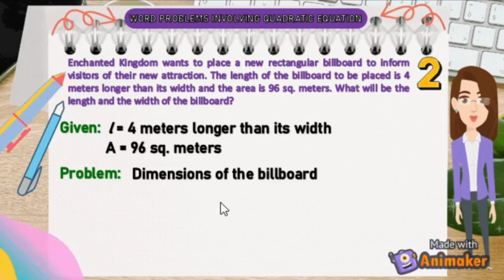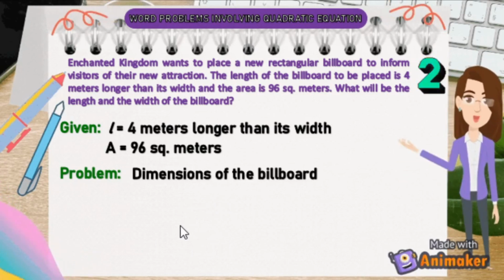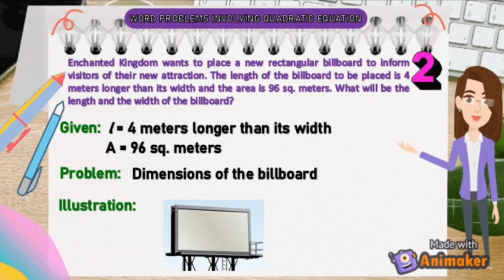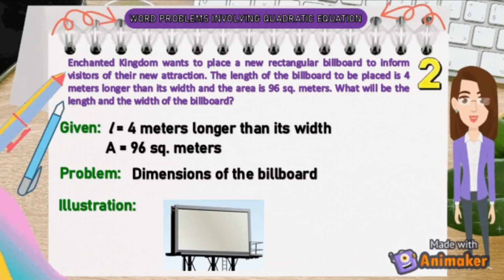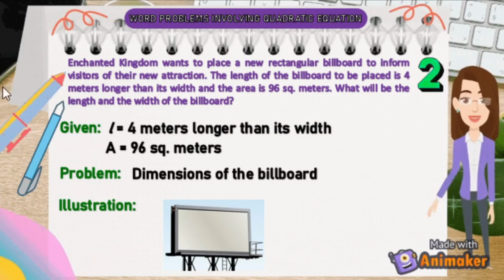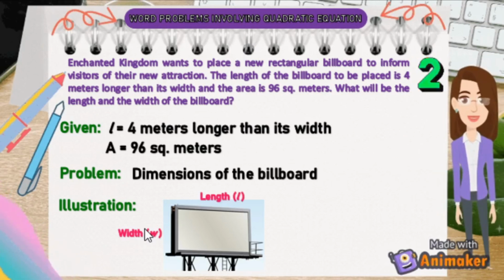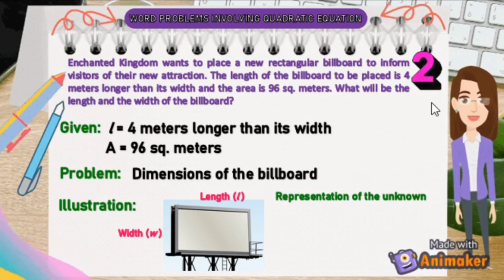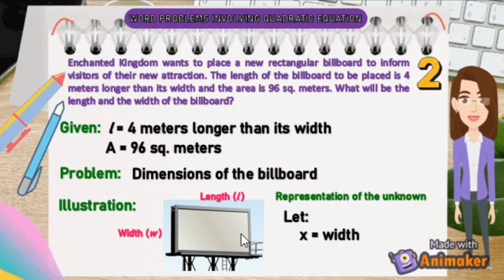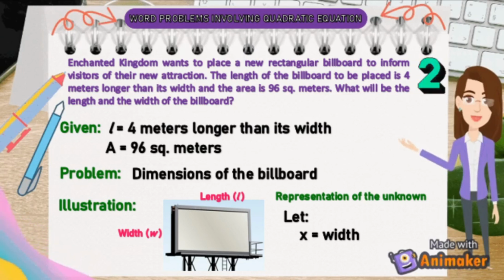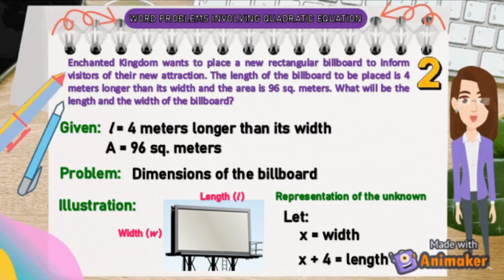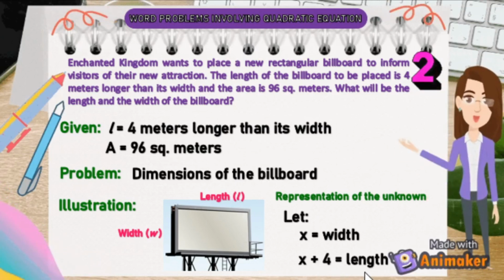Since rectangular yung billboard, so therefore length times width ang ating hinahanap. And then, if we are going to illustrate the problem, so syempre dapat magkaroon tayo ng rectangular billboard na merong width and length. And then, if we are going to represent the unknown in our problem, so let's say that x will be the width of our billboard. And then, x plus 4 will be the length of our billboard.